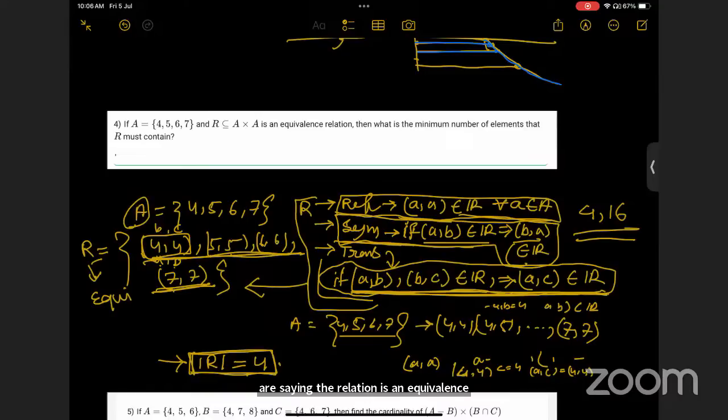Maybe her question was something like, if there is just a single (4,4). So that was her assumption. Then it is not satisfying the reflexive property. So all the elements should be satisfied. All the elements should fulfill that. The tuple (a,a) should be in the set R.